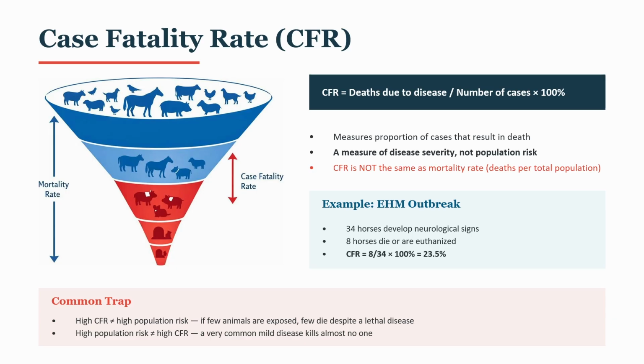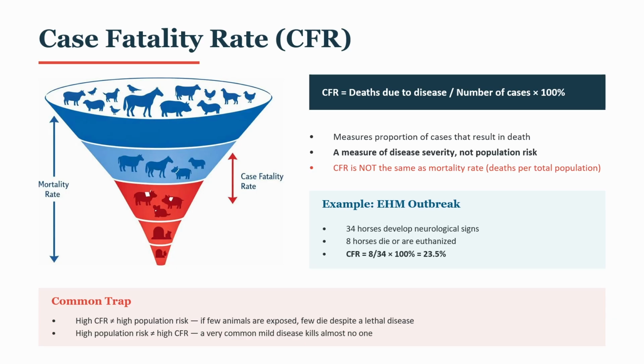In our EHM example, 34 horses at a show facility develop confirmed neurological disease. 8 of them die or are euthanized. Case fatality rate is 8 divided by 34 times 100%, which is 23.5%. That is a frightening number. Nearly 1 in 4 horses that develop EHM neurological disease dies. That tells you a great deal about disease severity and the importance of early supportive care.